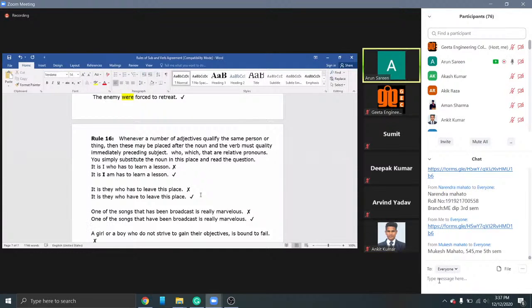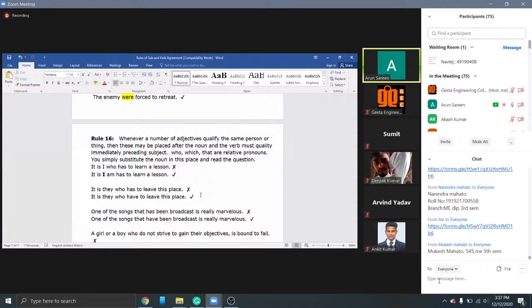When two nouns are joined by besides, as well as, and not, in addition to, like, with, together with, including, accompanied by, etc., the verb is governed by the former noun.